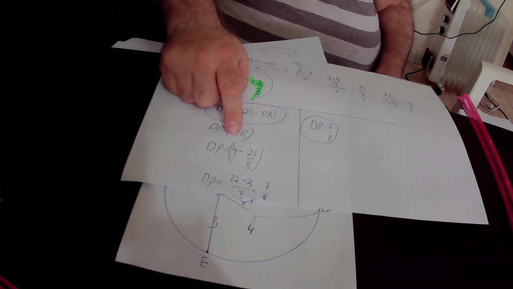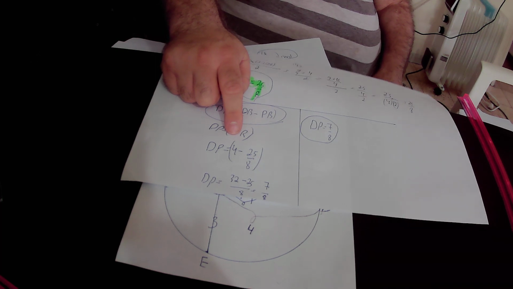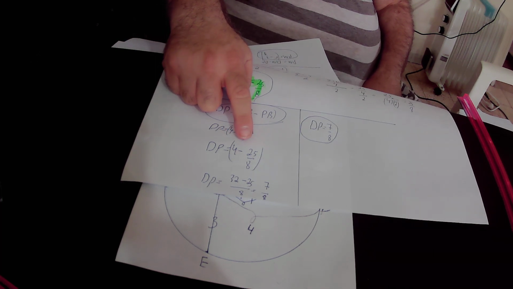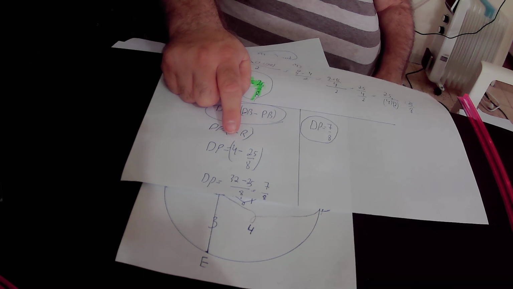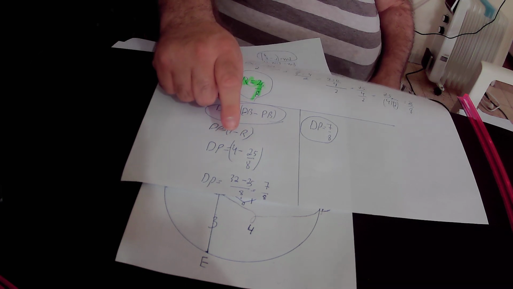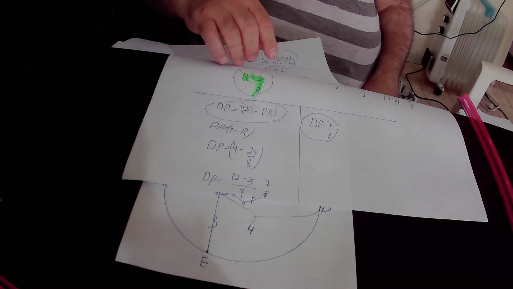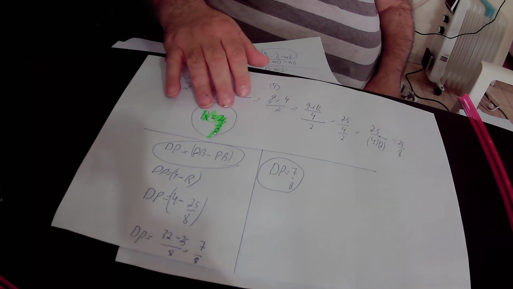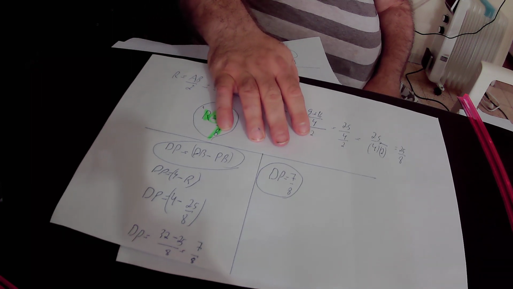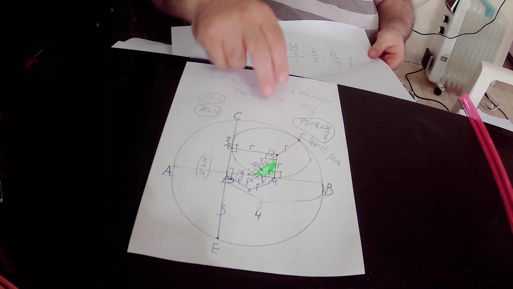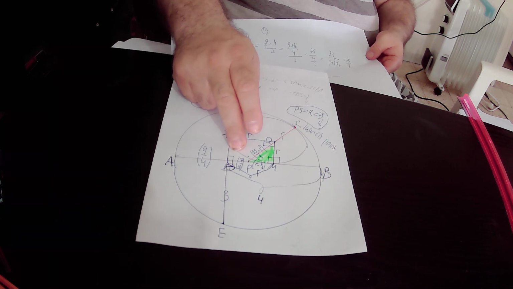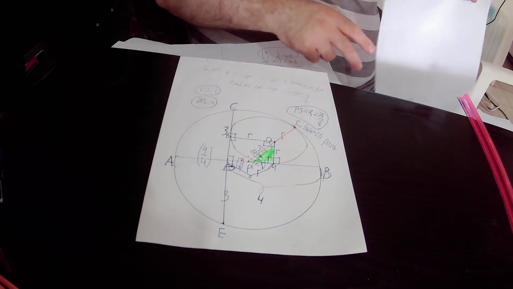Here we multiply 4 by 8 and then divide it by 8 in order to have a common denominator with 25 over 8. 4 times 8 is 32. 32 minus 25 over 8. This is the value of DP. 32 minus 25 is 7. So it is 7 over 8. So in conclusion, we found out that DP equals 7/8. So I can write here that DP equals 7/8. Okay.